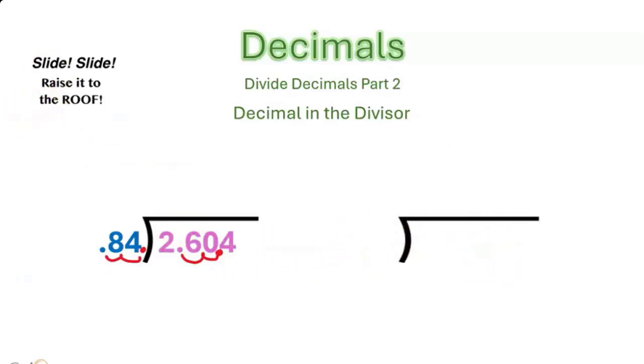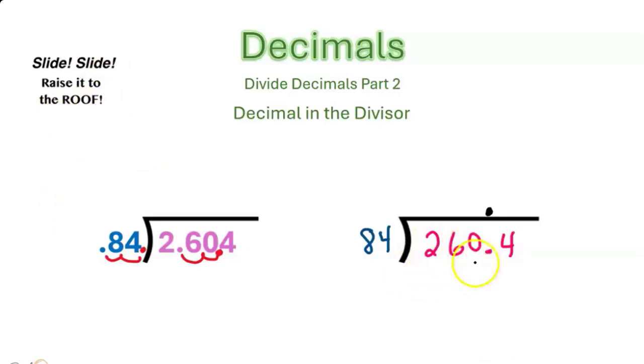So first I need a blue. Now this is 84, okay? And the dividend is 260.4, because remember, I moved that decimal between the 0 and 4. Now, all I have to do before I solve it is raise the decimal to the roof and divide. Remember, slide, slide, raise it to the roof.